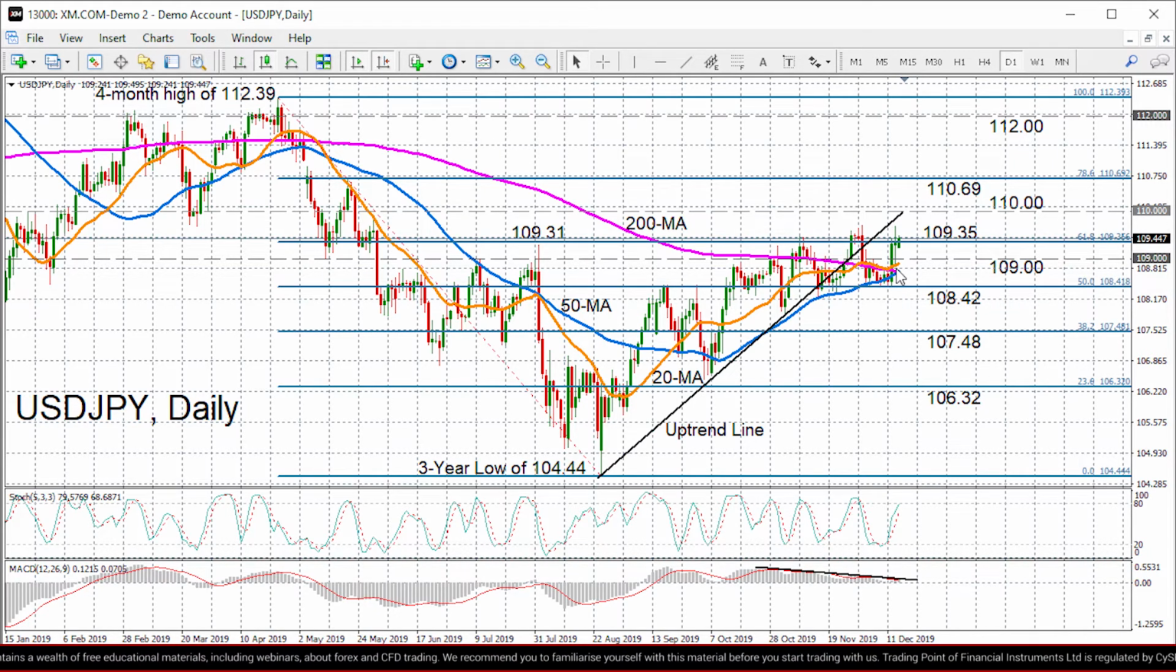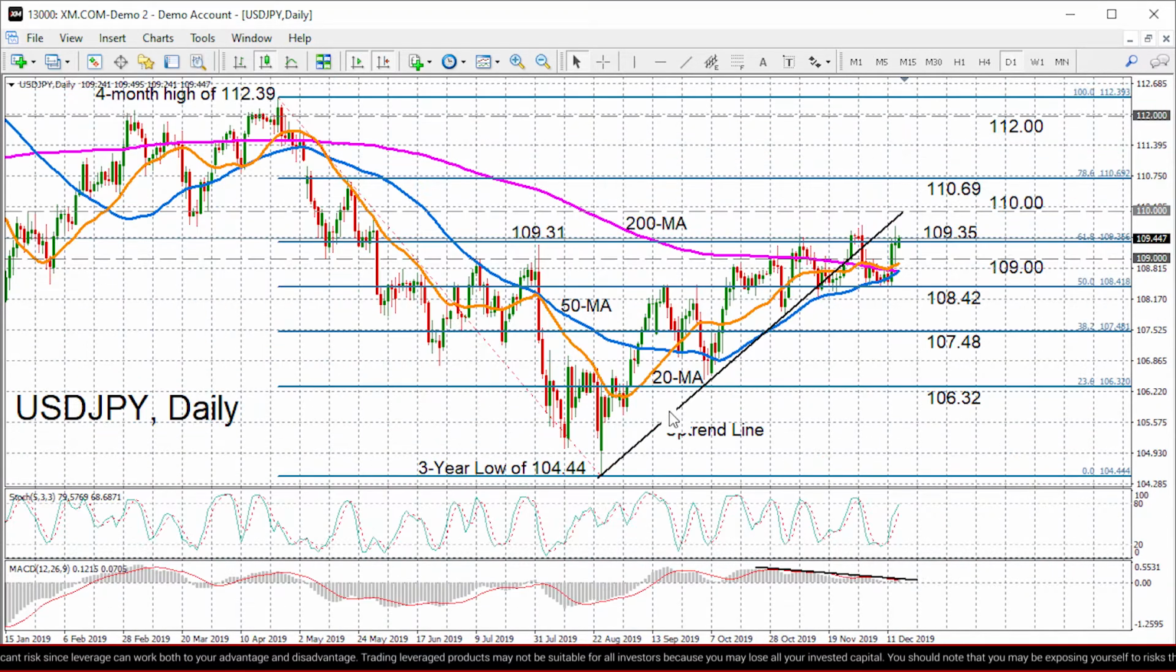but if prices were to slip below those moving averages and below the 50% Fibonacci at 108.42, that would risk altering the positive medium-term outlook to a more neutral one, and possibly we could see the start of a downtrend, and then the next target low down would be the 107.48 area, and at the 38.2% Fibonacci.